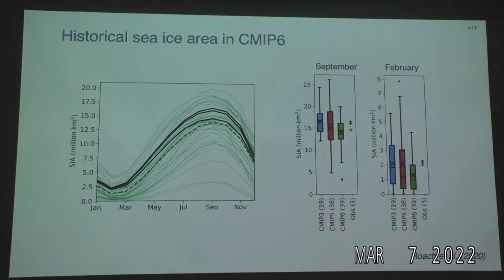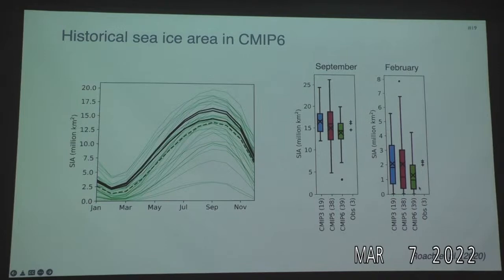And so you can see that the mean agrees fairly well with the observations. And compared to the previous generations, there's been a reduction in the intermodal spread. So broad consistency in September, but then we also see a fairly consistent underestimation of the sea ice area minimum in February.